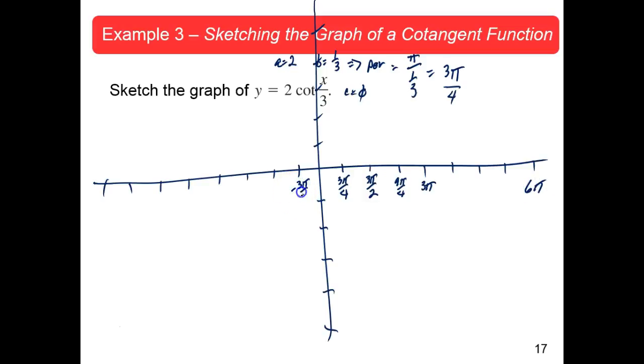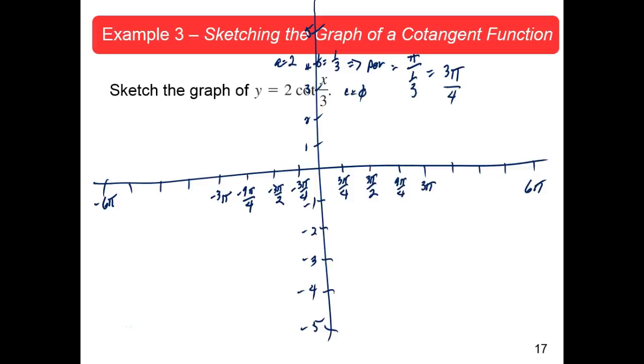Negative 3 pi over 4, negative 3 pi over 2, negative 9 pi over 4, negative 3 pi, and negative 6 pi. On the y-axis, we'll do 1, 2, 3, 4, 5, and negative 1, negative 2, negative 3, negative 4, negative 5. Notice I don't scale evenly at all, but x's and y's don't have to be on the same scale. Just get the general shape, okay? So that's what we get from our quarter period.